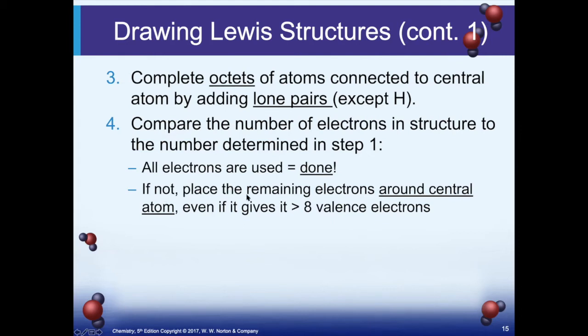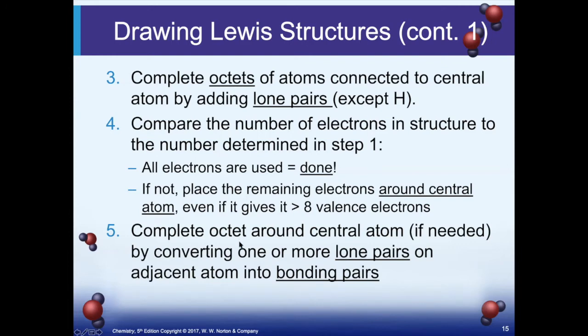So if not, you place the remaining electrons around the central atom, even if it gives you more than 8 valence electrons. And we'll explain why that doesn't matter later. But you put them on the central atom if you've got some left over. Then, after you've done that, you make sure that you've completed the octet around the central atom.